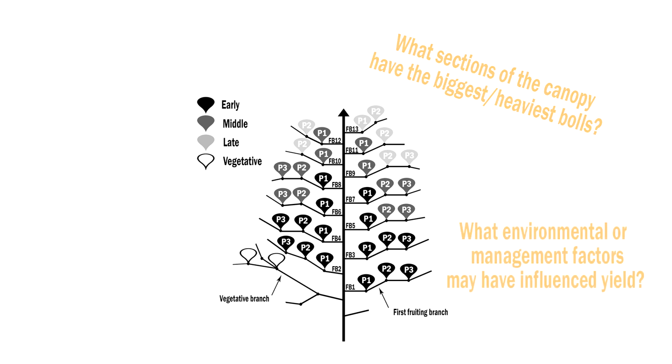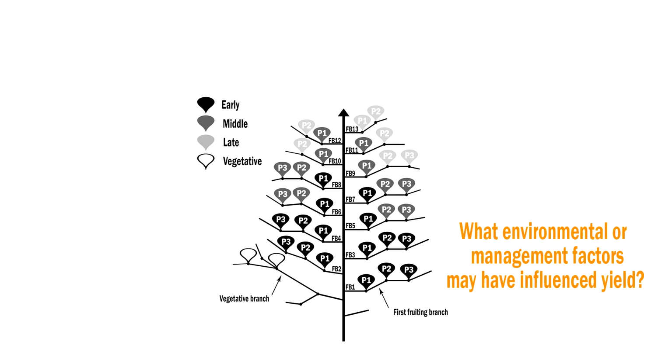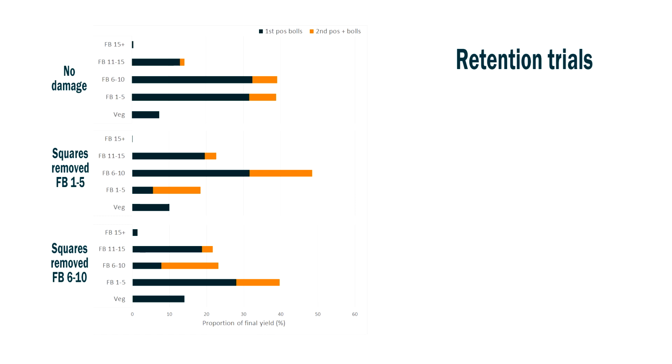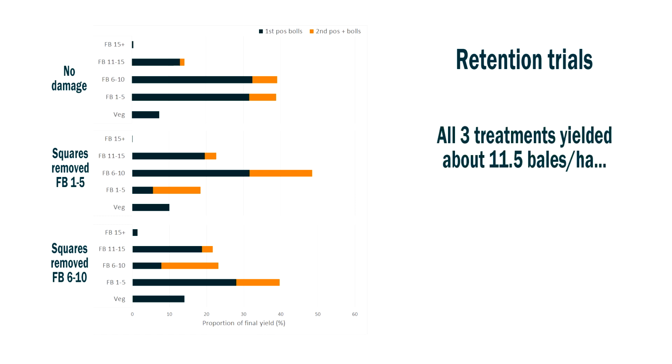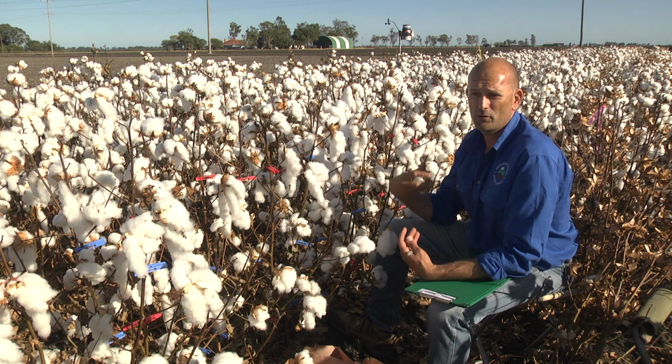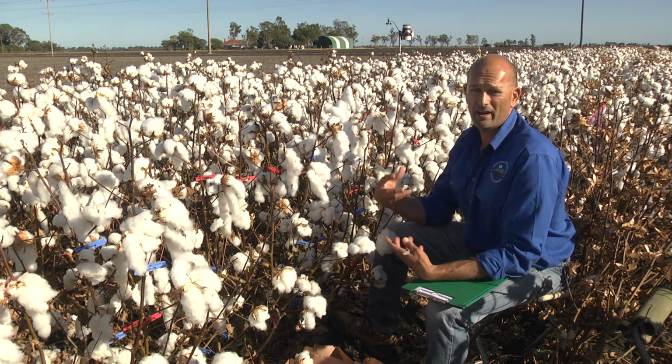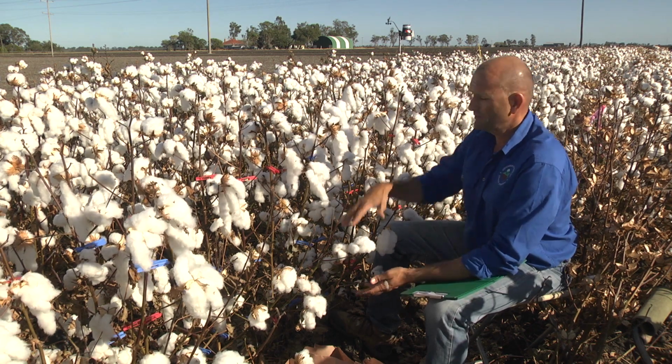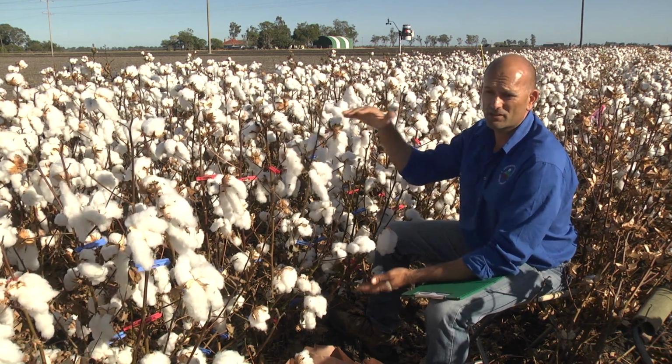And when we go through and pick this trial, and we might have a yield of 12 to 13 bales per hectare, we can actually tell whereabouts in the canopy that yield was actually derived and relate that back to management during the season. If you're using this for your research or as an on-farm assessment, you can make the division of the canopy as complicated or as simple as you like.